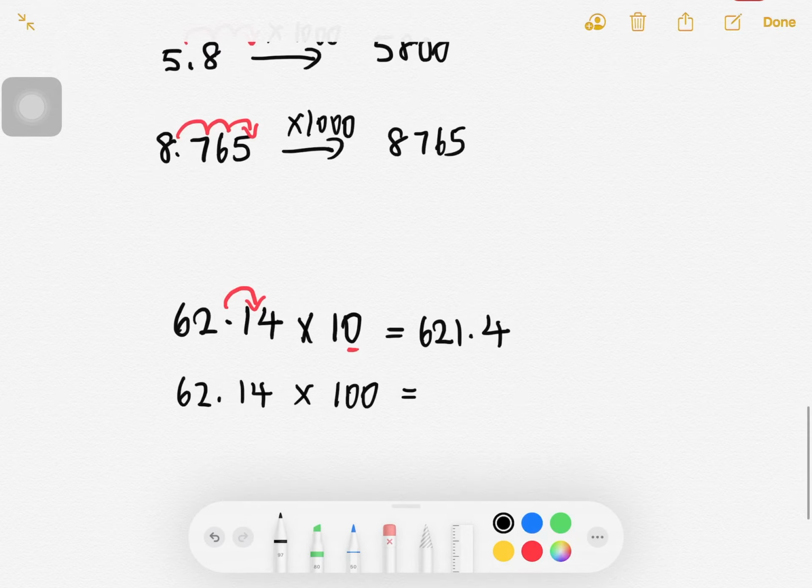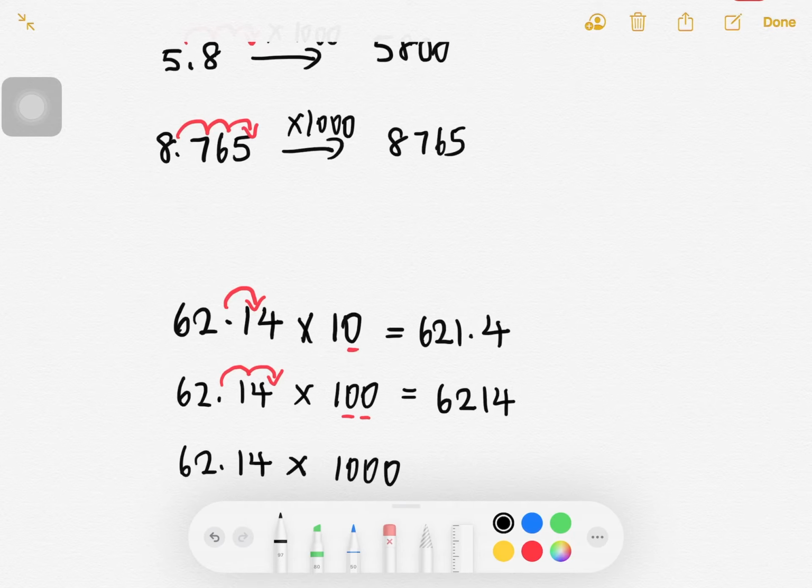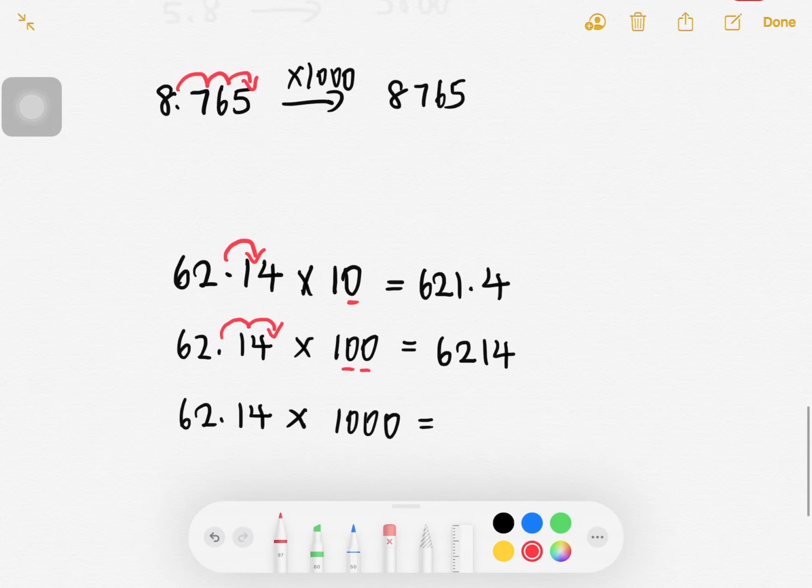So the same decimal 62.14, if I'm going to multiply by 100, how do you remember it? 100 has 2 zeros, so I'm going to shift the decimal point 2 place values to the right. I get 6,214. And last one, when I use the same decimal, I multiply by 1,000. 1,000, how do you remember, has 3 zeros. I shift the decimal point 3 place values to the right.